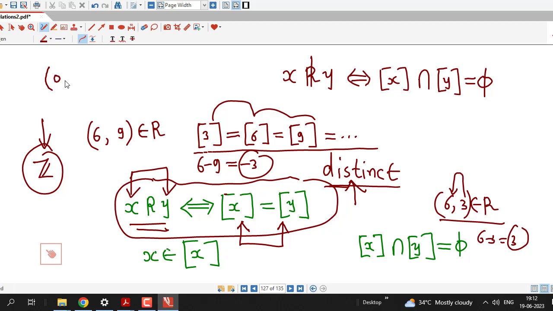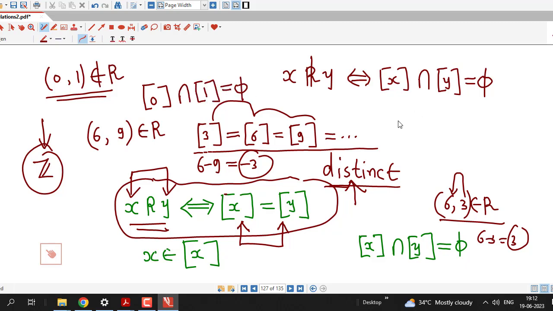For example, if I consider 0 and 1, then I know that 0 minus 1 is not divisible by 3. Therefore the equivalence class generated by 0 and the equivalence class generated by 1 will be different. Similarly, the equivalence classes generated by 2 and 1 will also be totally different. Their intersection will be the empty set, because 1 is not related to 2, because the difference of 1 and 2 is not divisible by 3.